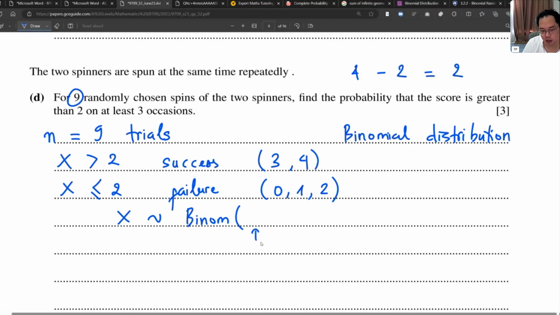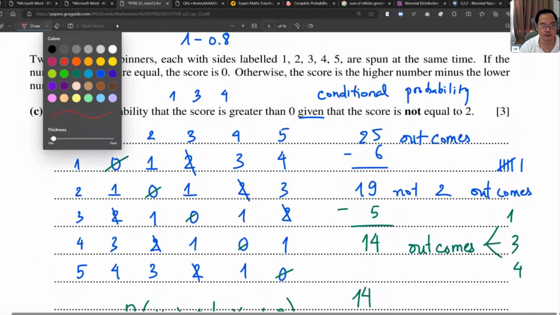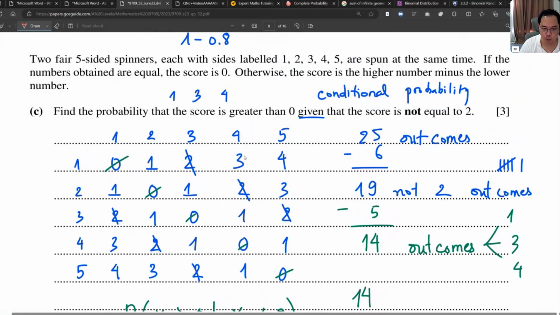We need to calculate the probability of success here, P, what is it? Okay, and the number of trials is 9. So to find this probability of success, P, we go back to question C on this sample space, getting the value 3 and the value 4. So for value 3, we have 1, 3 here, 2, 3, 4, 3, and 4, 3. 1, 2, 3, 4 for the value 3.